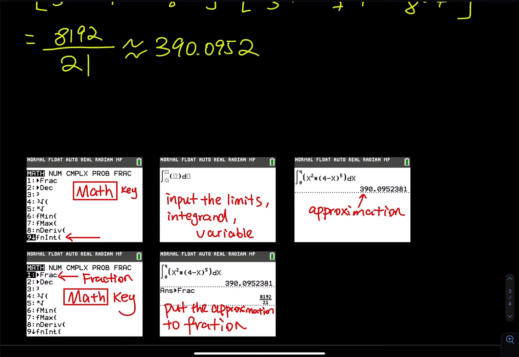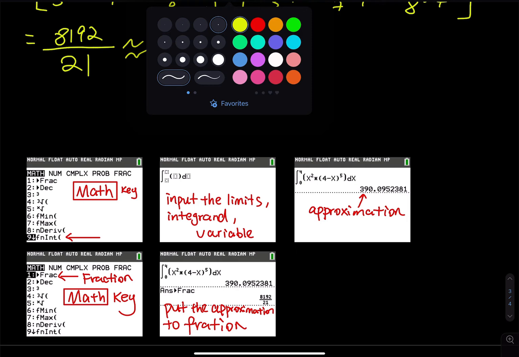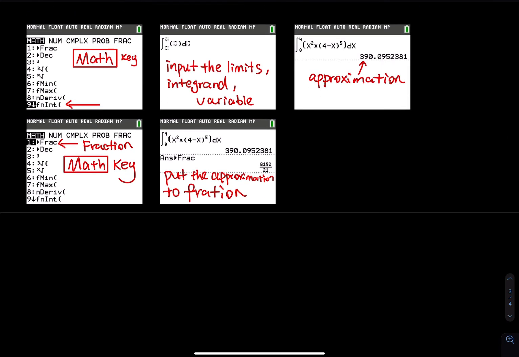Let's move on to the next integral. The next one, we have a square root, from -1 to 3, 5x times the square root of x plus 1. Oh, one more thing regarding the calculator. Sometimes you get a decimal approximation and it is impossible to put that back to a fraction. You want to put that in fraction, but sometimes that is not going to work. So putting the answer back to fraction is not going to work every single time.